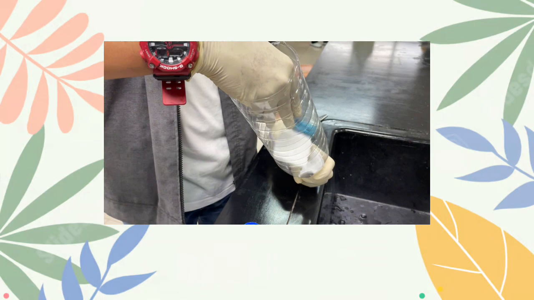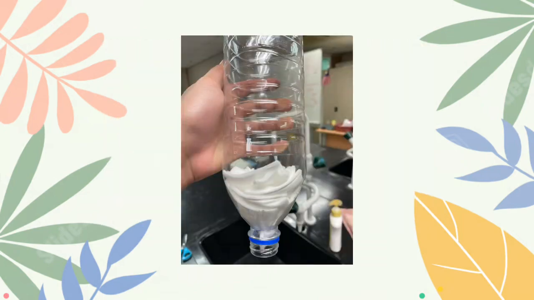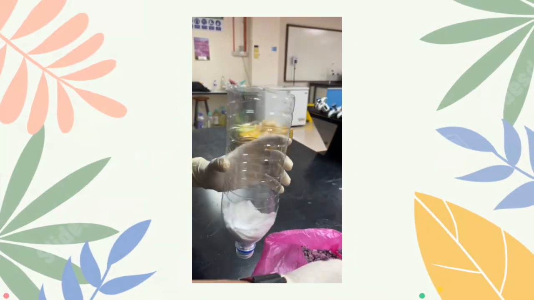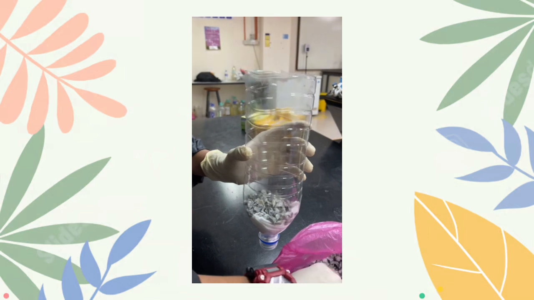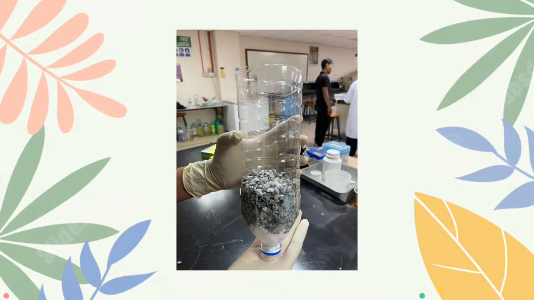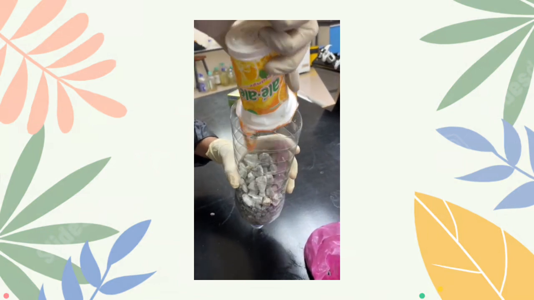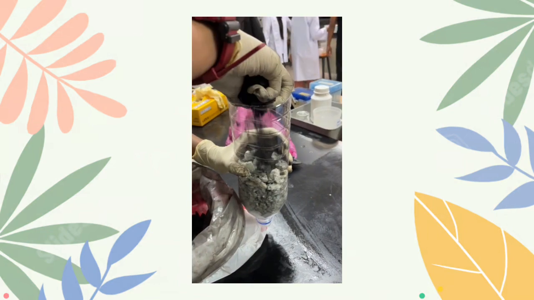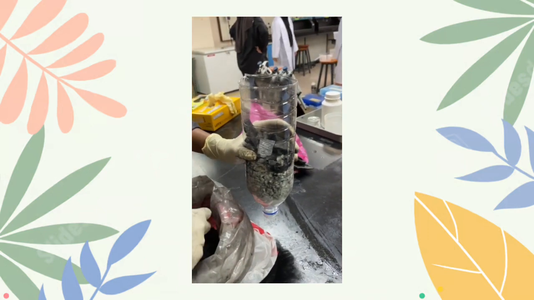The first layer, put approximately 2 cm of cotton pads into the bottles. The second layer, add approximately 5 cm of small gravel into the bottle. Add approximately 2 cm of big gravel into the bottle. Lastly, add approximately 5 cm of crushed charcoal into the bottle.